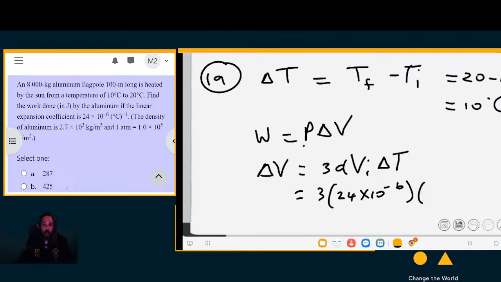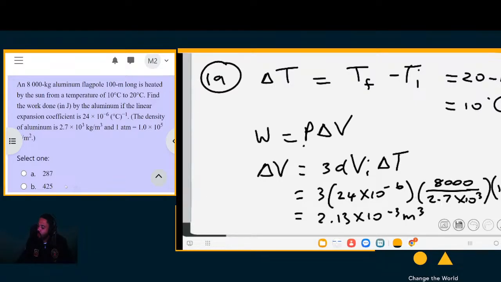Now, we haven't been given the volume of the flagpole initially, but we've been given the density and we have been given the mass. Mass divided by density will give you the volume. So the initial volume is the mass of 8,000 divided by the density of 2.7 times 10 to the 3. You have to work with what you've been given. That will give you your initial volume, multiplied by the change in temperature, which is 10, and that will give you a change in the volume of 2.13, and there may be differences due to rounding. 2.13 times 10 to the negative 3 cubic meters of volume.